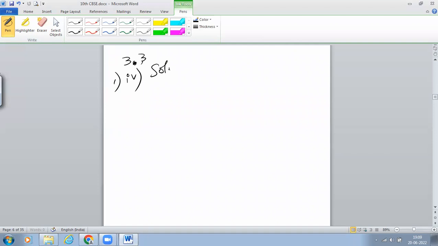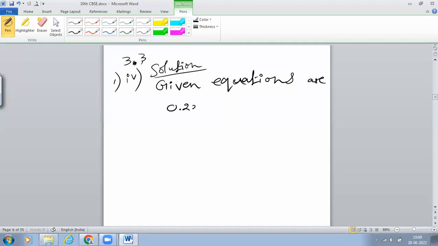First, you have to write solution and then start. Given equations are, here. Only in the question they will give only two equations with two variables. Each equation will have two variables. So the first equation is 0.2 into x plus 0.3 into y, which is equal to 1.3. This is equation number 1.